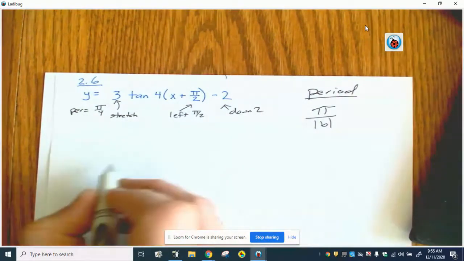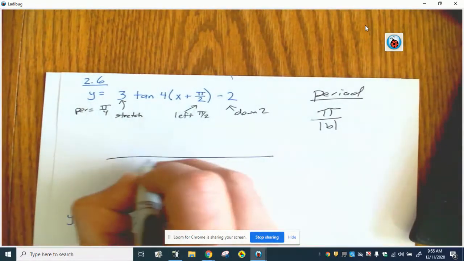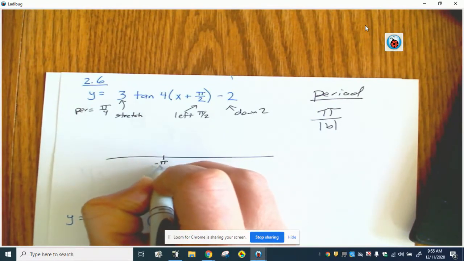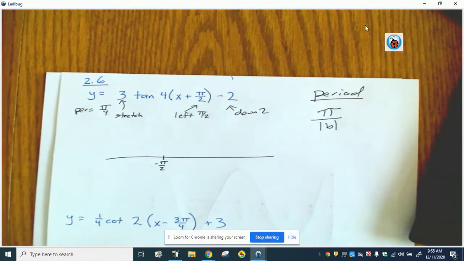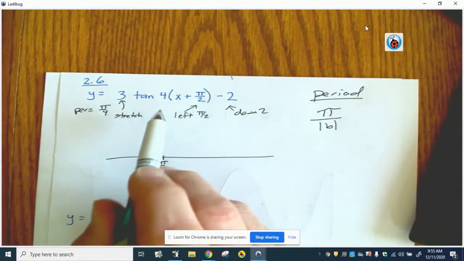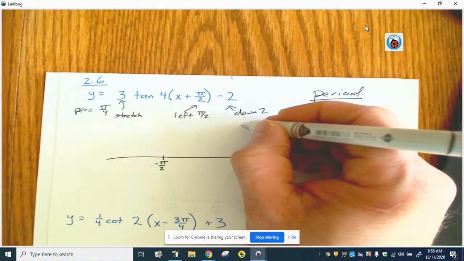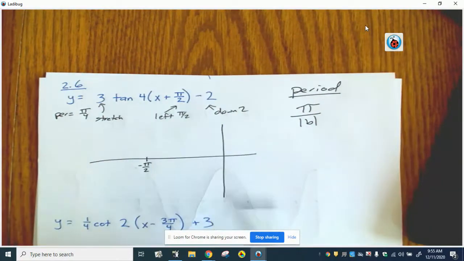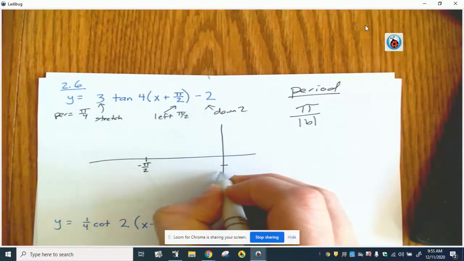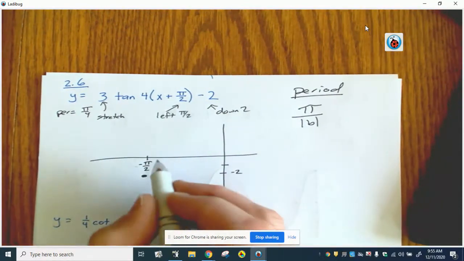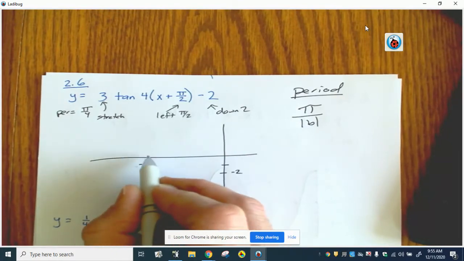So first thing I would do, I'm going to go left to pi over 2. Now remember, the tangent graph is the only one that's different. This graph is the only one that we're going to start in the middle. Our middle is right here, down 2. We know we're going to go through that point. We got to work out from the middle here.